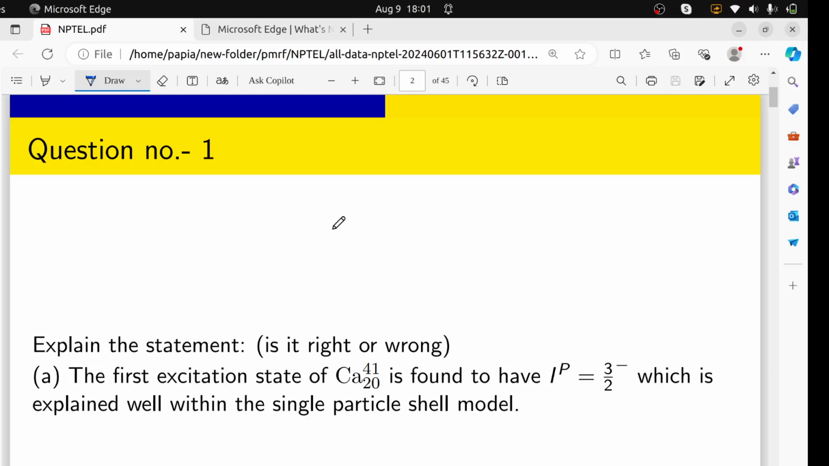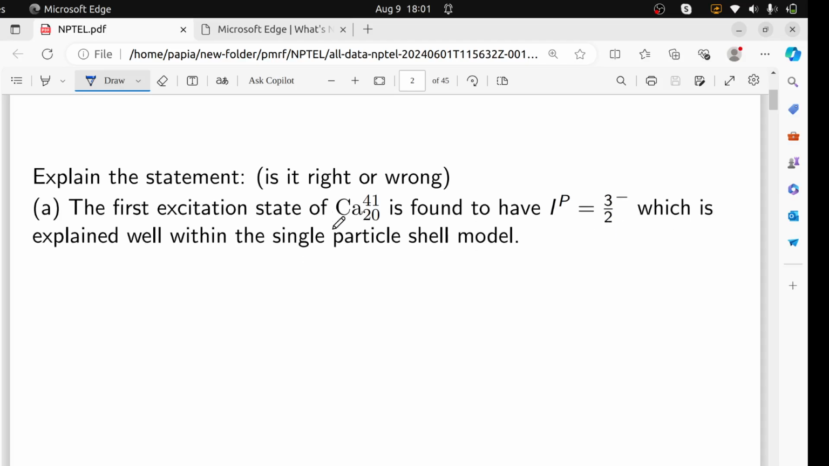The first excited state of calcium-41 is found to have I^P equals 3/2 minus, which is explained within the single particle shell model. As this question is very much common to the previous week's assignment questions, we will do it quickly. I think this question is very simple. They are asking whether the first excited state of calcium-41 has I^P equals 3/2 minus, and if it is correct, whether that can be well explained within the single particle shell model.